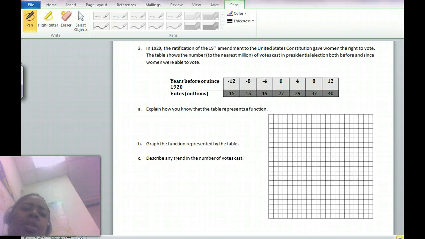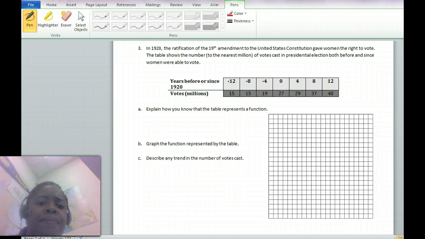So the next thing I want you to do in number 3 is: in 1920, the ratification of the 19th Amendment to the United States Constitution gave us women the right to vote. The table shows a number to the nearest million of votes cast in the presidential election, both before and since women were able to vote.